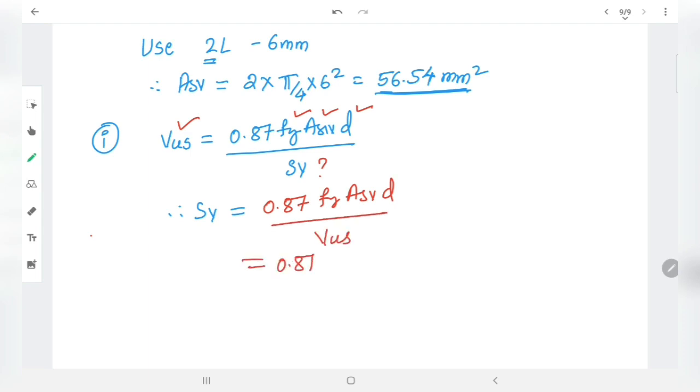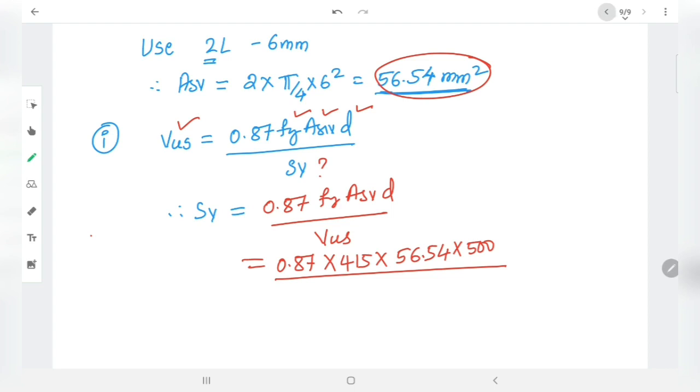It is nothing but 0.87 into Fy, 415, into ASV, which we already calculated, 56.54, into D, which is 500 mm, the depth of the beam, divided by VUS, which we calculated as 29.48 kilonewton, that is 29.48 into 10 to the power of 3. When you calculate this, we will be getting SV equal to 346.23 mm. The first spacing we got is 346.23 mm.